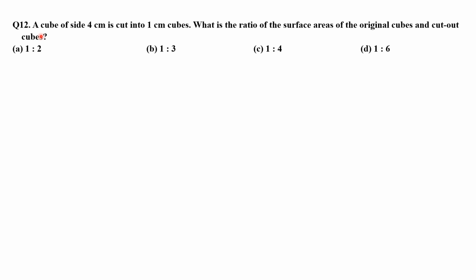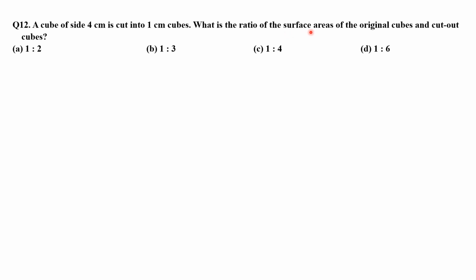Question number 12. A cube of side 4 cm is cut into 1 cm cubes. What is the ratio of the surface area of the original cube and cutout cubes? So here it is given there is a cube whose side is 4 cm and it is cut into 1 cm cubes. But it is not given how many cubes you will get. When you will cut a cube having side 4 cm into a cube of 1 cm, you will get many cubes. But the number of cubes are not given. How many you will get?